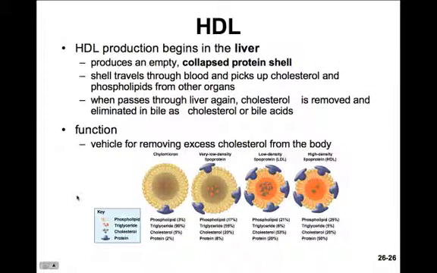Now, HDLs are the good lipoproteins. Their production begins in the liver. They produce an empty, collapsed protein shell. The shell travels through the blood and picks up cholesterol and phospholipids from other organs. When it passes through the liver again, the cholesterol is removed and eliminated in bile as either cholesterol or bile acids. So the HDL function is as a vehicle for removing excess cholesterol from the body. So having a lot of HDL is not a bad thing.